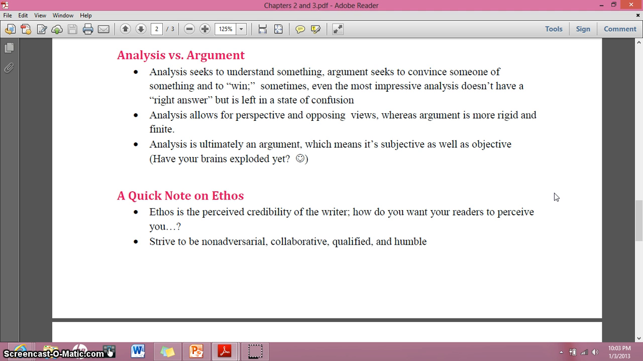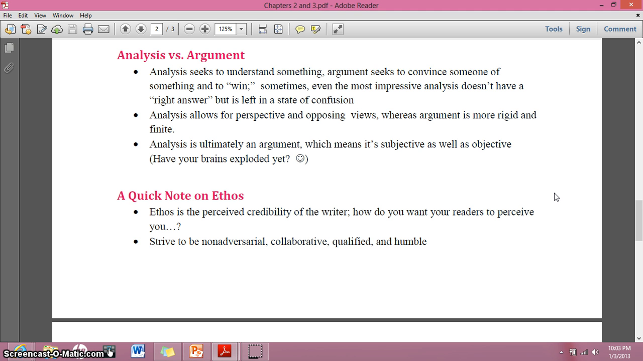Okay? Analysis allows for perspective and opposing views. It doesn't just hammer one side like argument can, which is more rigid. Analysis is just kind of more mellow, more laid back, saying, this is what I see. If that's what you see, that's cool too. What does it all mean? Okay, kind of mellow. We're mellow in analysis.